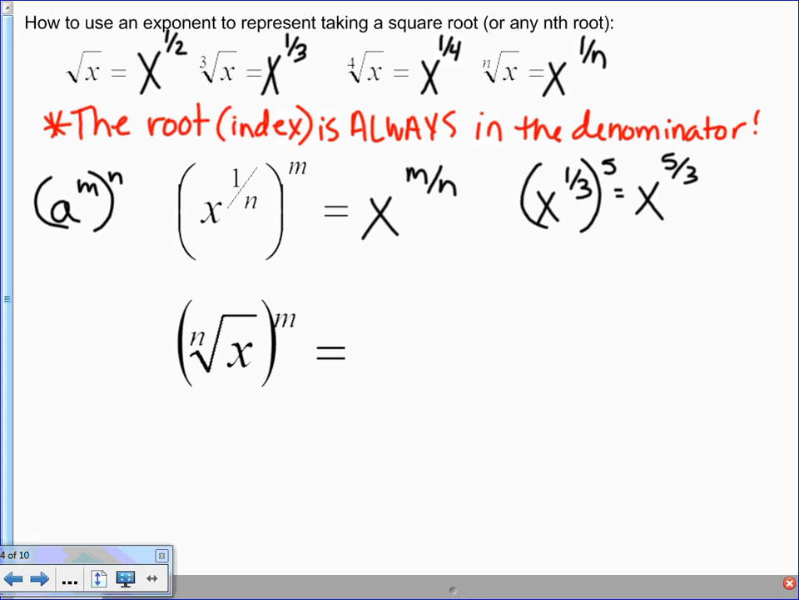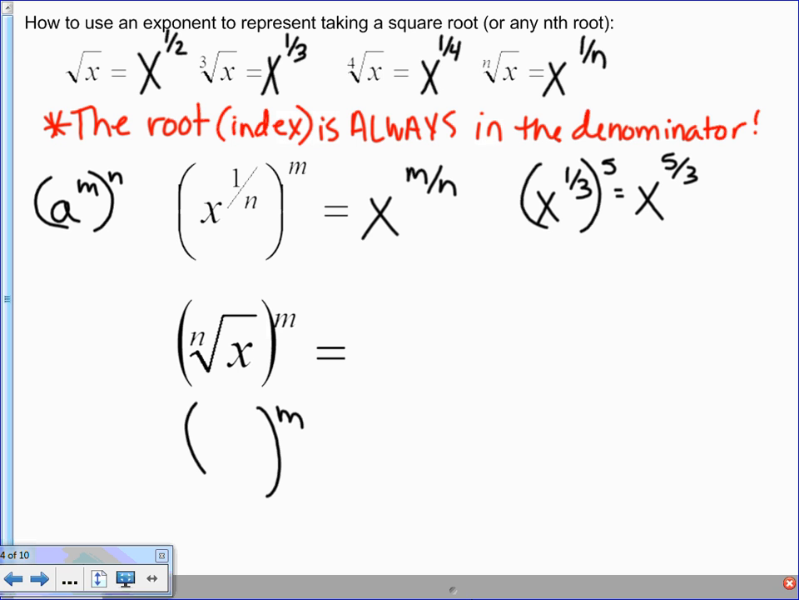Now, big connection here. Then what's the nth root of x raised to the m equal to? The nth root of x raised to the m. Think about this nth root of x inside the group of parentheses. How else can we write the nth root of x? X raised to the 1 over n.